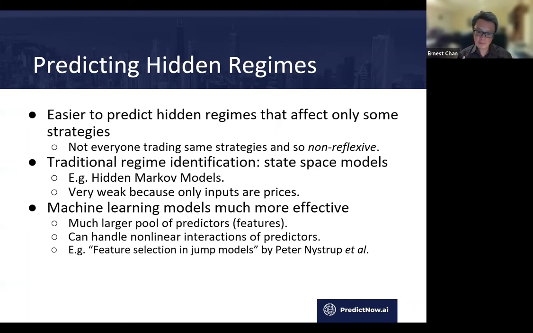So these two reasons, the ability to incorporate a much larger pool of predictors without overfitting, because of the advanced feature selection algorithms that I talked about in my earlier webinars, and also the fact that you can take into account nonlinear interactions as well as conditional codependence of predictors, are what led us to using machine learning for regime identification and parameter optimization, which is the work that I'm going to talk about today.